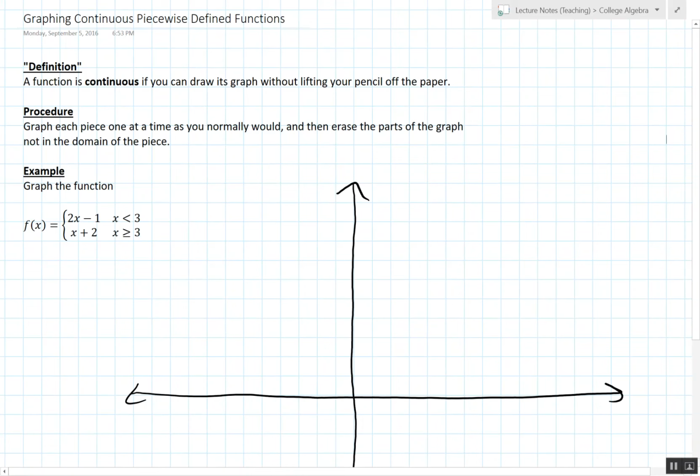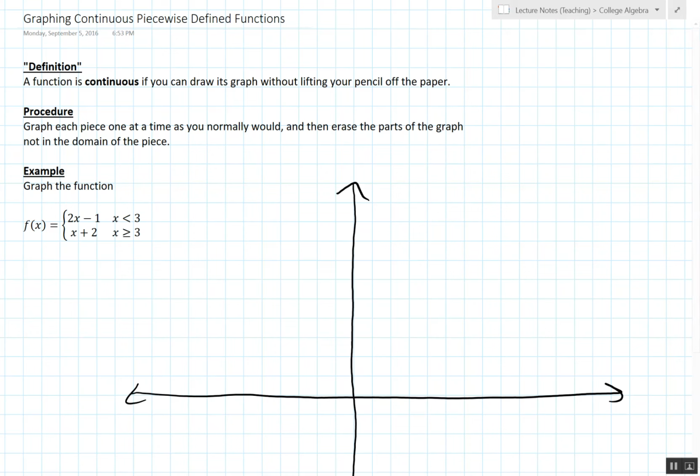So the procedure for graphing a piecewise defined function in any of these videos is basically this. Graph each piece as you normally would using transformations. Then you delete the part of the graph which you don't need. And then you move on to the next piece and do the same thing. So let's see how that works with this example.